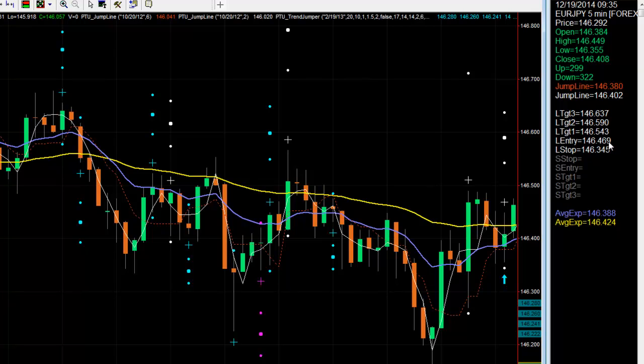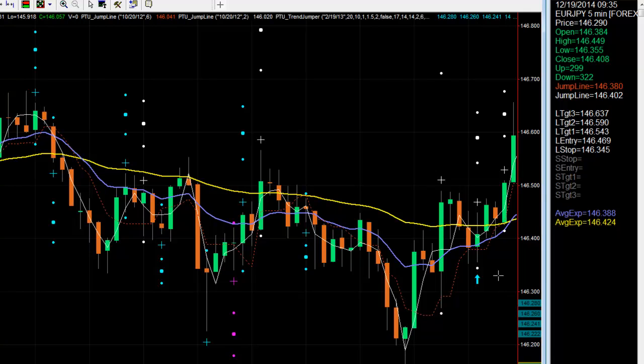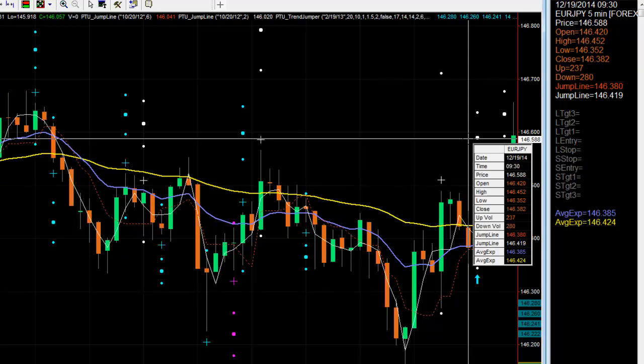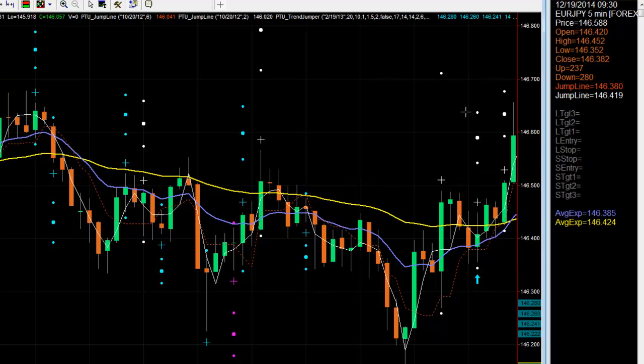Okay, so at 146.47, always rounding that extra digit, assuming we get long 2 pips later after paying the spread at 146.49. The first target is 146.59, and the second target is 146.63. I'll push that target closer just to make it easier to hit, and you'll see what happens. Triggers in, hits the middle target, spikes up through the third target. It's a nice profitable trade.